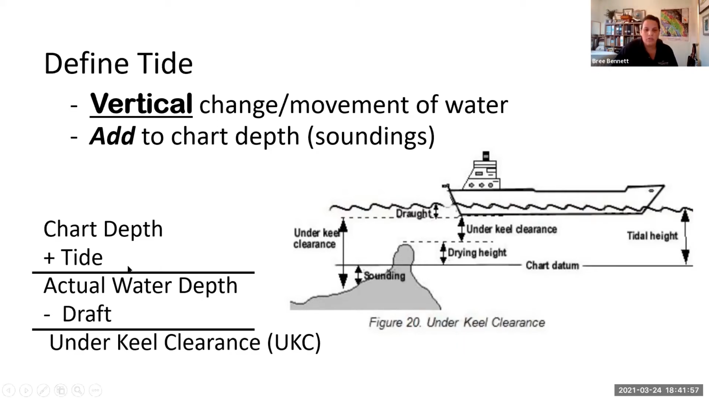So the driving force behind basically our topic today is that under keel clearance. We don't want to run aground. So we're going to be calculating the tide, but again, we apply our tide to our chart depth, and then we minus our draft in order to get that under keel clearance, which is what tells us whether we're running aground or not running aground. So does that make sense? Those terms I have here: chart depth, tide, actual water depth, draft, UKC.